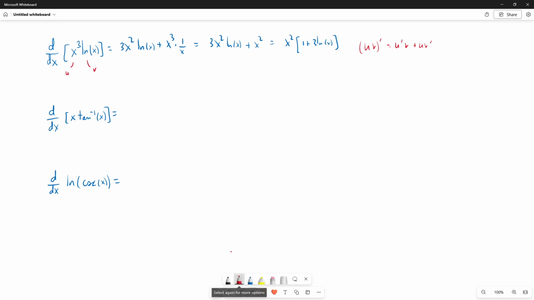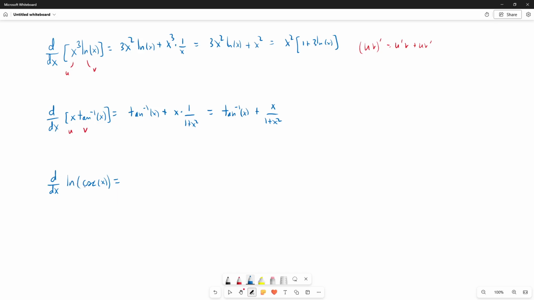In the second problem, we also have a product, u times v. So we will again follow the product rule. The point is to show the derivative of the inverse tangent. So let's see. U prime is 1 times v, which is the inverse tangent. And then plus u, which is x, times the derivative of the inverse tangent, which is 1 over 1 plus x squared. And now we can combine this second term into a single fraction. So the answer is inverse tangent of x plus x over 1 plus x squared.